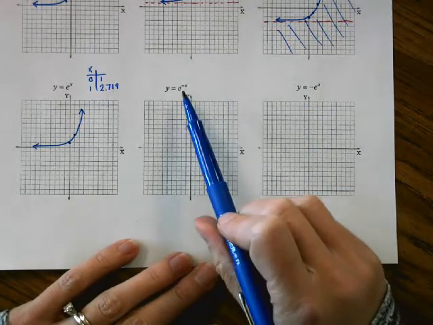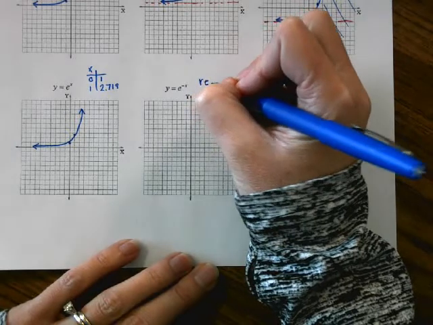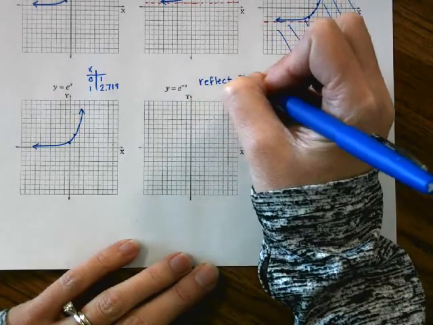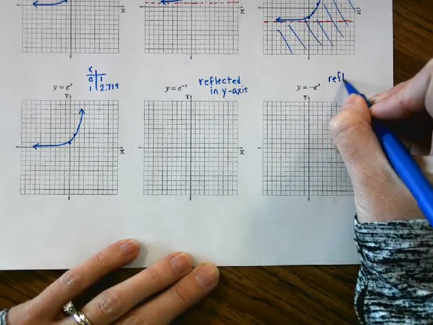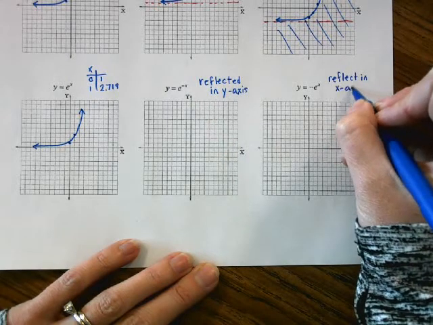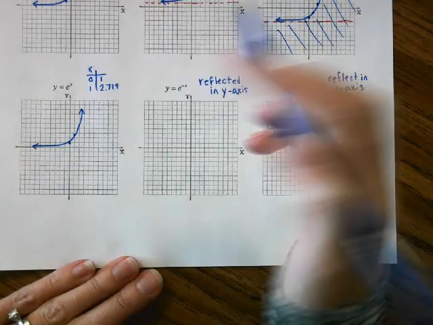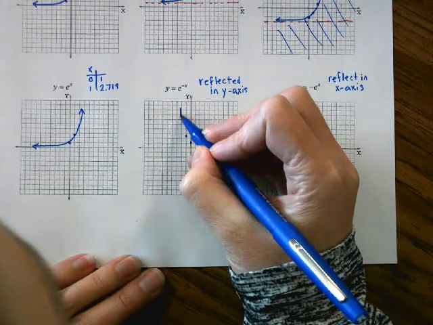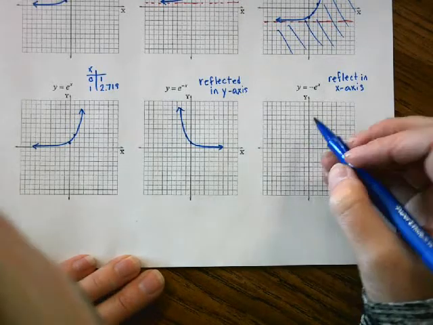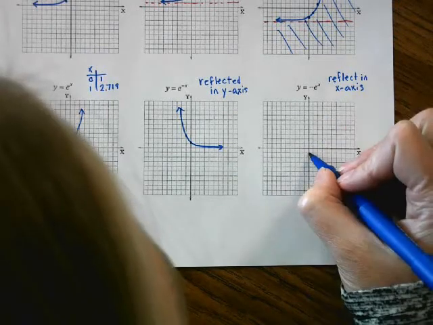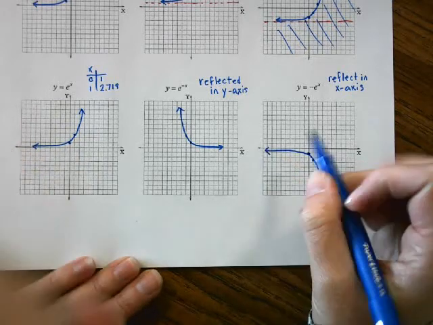Now we have two transformations, a negative on the exponent and a negative outside. So inside and outside. This is going to be reflected in the y-axis. This is going to reflect in the x-axis. Okay, so in the y-axis, this whole thing is going to get flipped this way. So my graph is going to look like that. Around the x-axis, it's now going to get flipped over here. So it's now going to be at a negative, negative. So my graph is going to look like that.